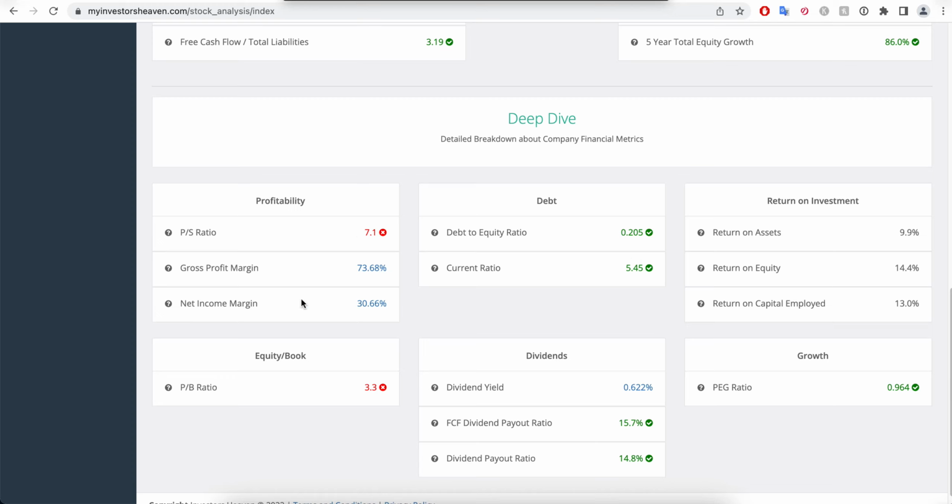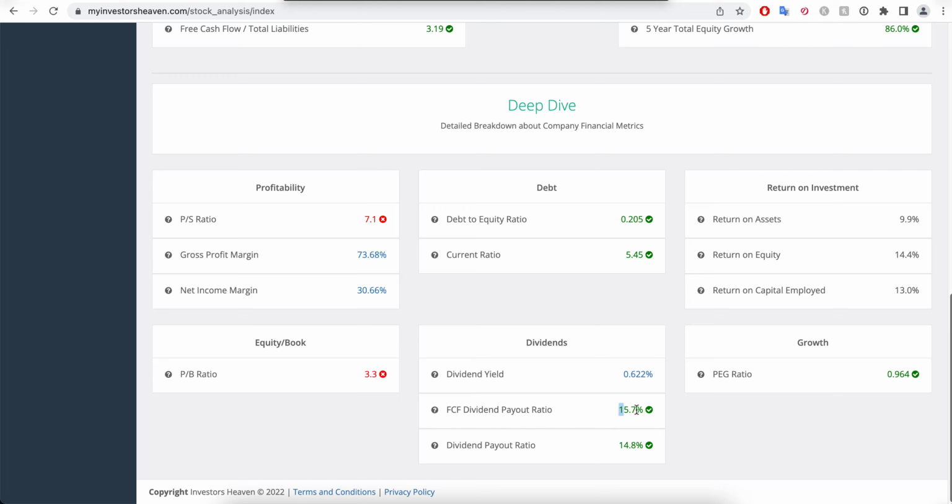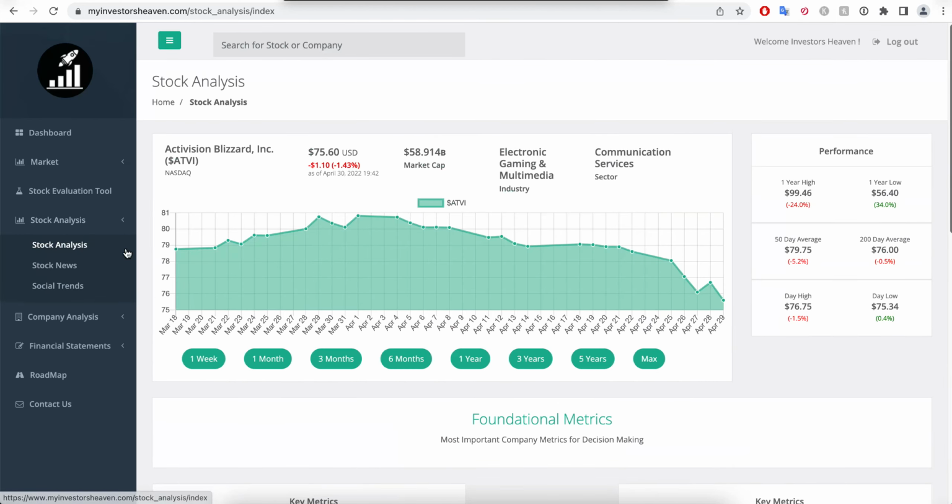Now, the net income margin, 30%, is pretty awesome over here. The returns are all pretty good as well, especially the return on equity, 14.4%, which is definitely something I like to see. The company is also paying a little bit of a dividend, which is about 15% of their net income and of their free cash flow, and about 14.8% of their net income over here. So this is very fulfillable. The company wouldn't have trouble paying the dividends.